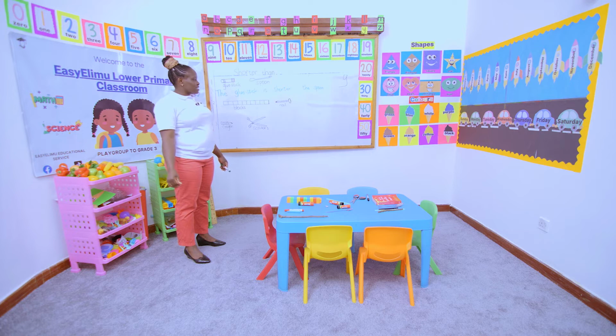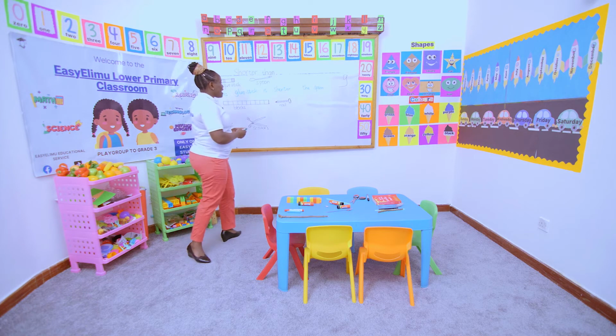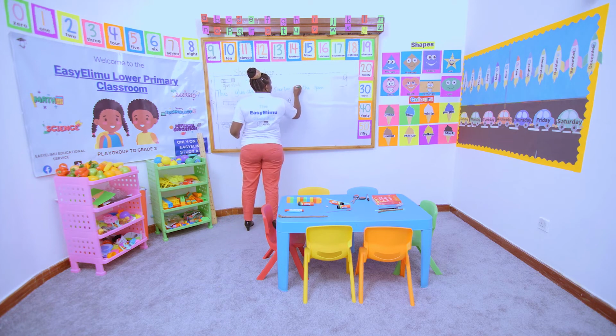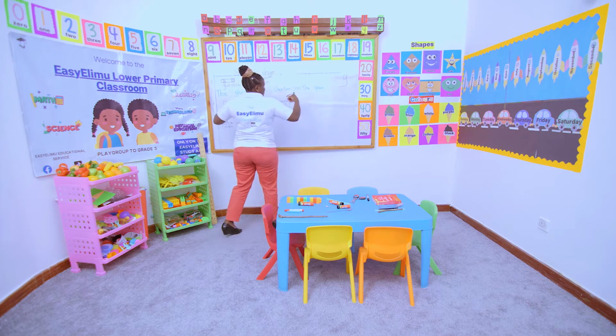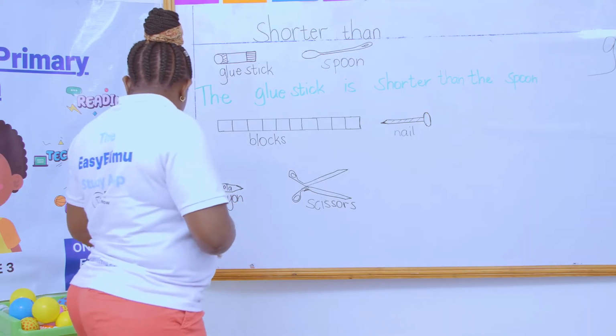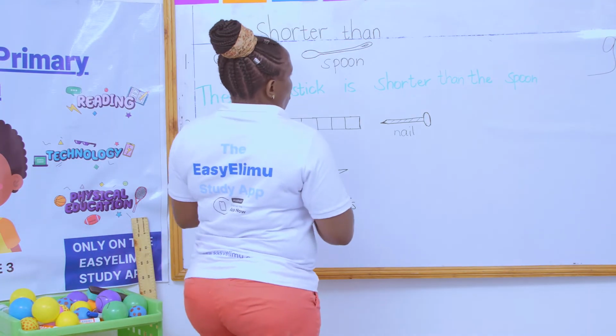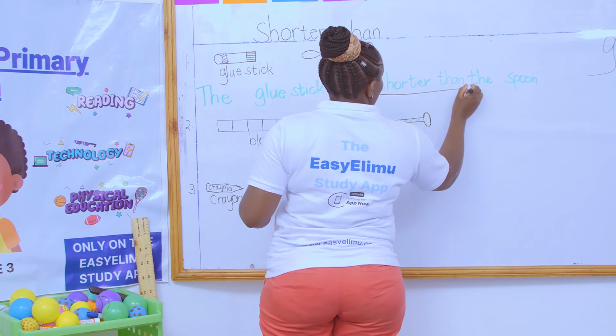Teacher, that's not how you write it. What am I supposed to add there? I'm supposed to add the word than. Why should I add this word than? Why don't I leave it out? Why must I add this word than? Someone to tell me, why must I add this word than?